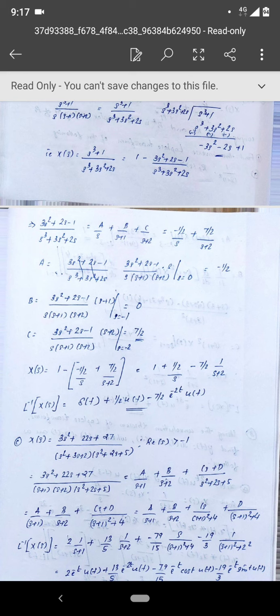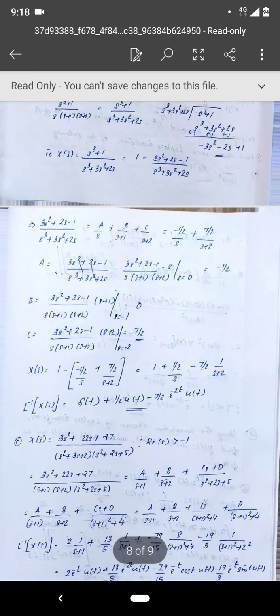How can you find the residue a? X of s, which is the left-hand side, is multiplied by s. That is, the pole is being multiplied. What is the pole there? S minus 0 is the pole there.